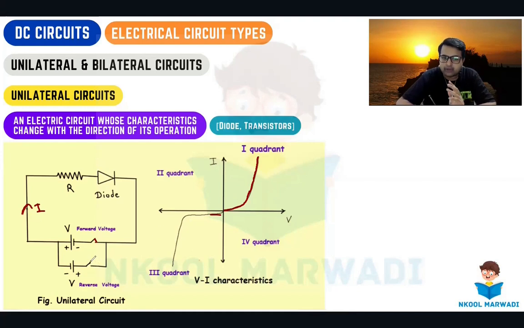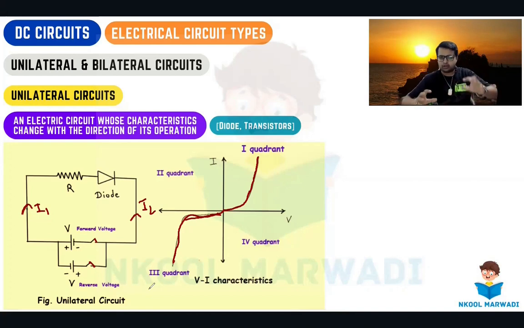But now when I close this switch, it is I1, then the current will flow in this direction, the opposite direction, because of which the behavior of the circuit will change. So the VI graph will become something like this. So this is a unilateral circuit, meaning if the direction of current changes, the circuit starts behaving in a different way.